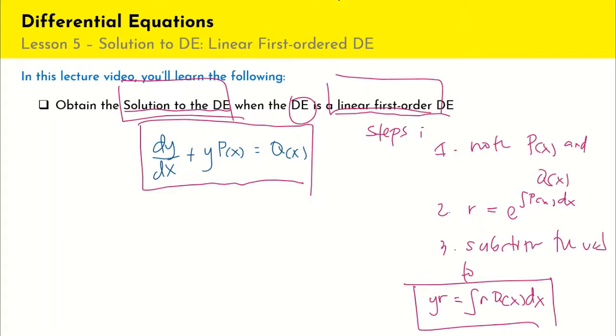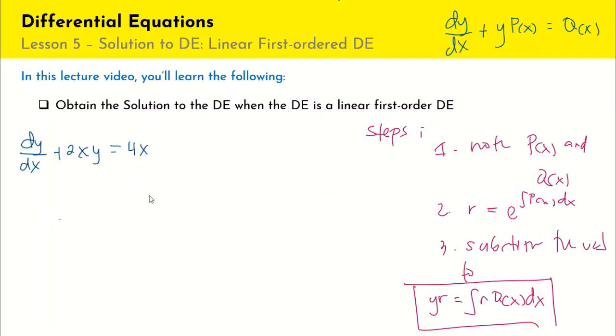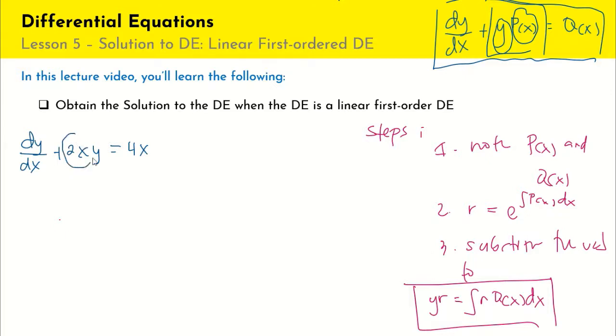Now, let's have an example. Alright, so let's try this example: dy over dx plus 2xy equals 4x. Now, again, this is our syntax. So dy over dx, check. Plus, check. Now, take a look at this. We have a variable y, and we have a P of x, which is any function that contains our x. So that is basically P of x.